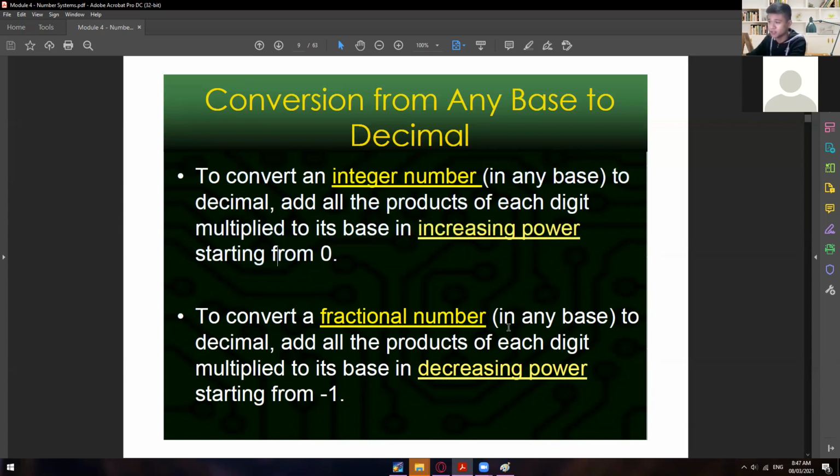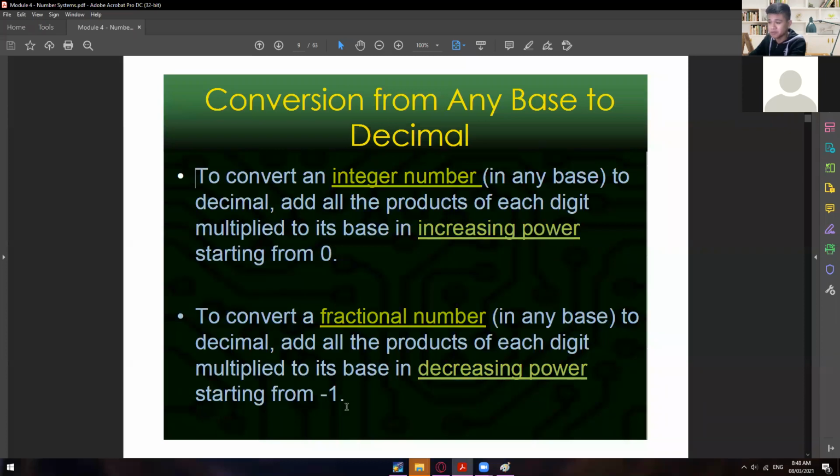And for a fraction in any base to decimal, just add all the products of each digit multiplied by its base. So it's the same. However, starting from the decimal point, it is now a decreasing power starting from -1. So -1, -2, -3, -4 onwards. Okay, so it's changing by 1.